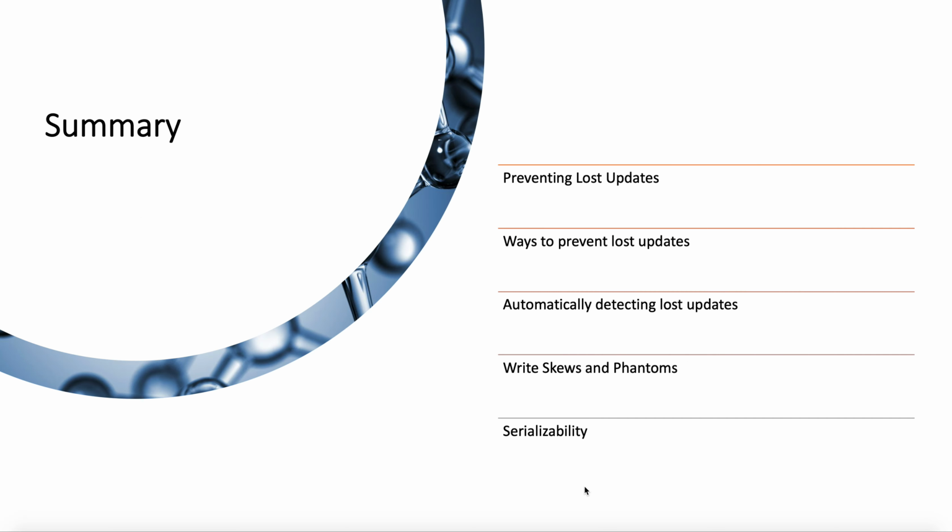In this video, we have seen the drawbacks of read committed and snapshot isolation. We have studied in detail what a lost update problem is, how we can prevent it, and how we can automatically detect it. We have also seen two other race conditions, write skew and phantoms. And we have learned that there is a solution to all these problems, which is serializability, why it is needed, and the different ways to implement it, which we are going to cover in the next video.